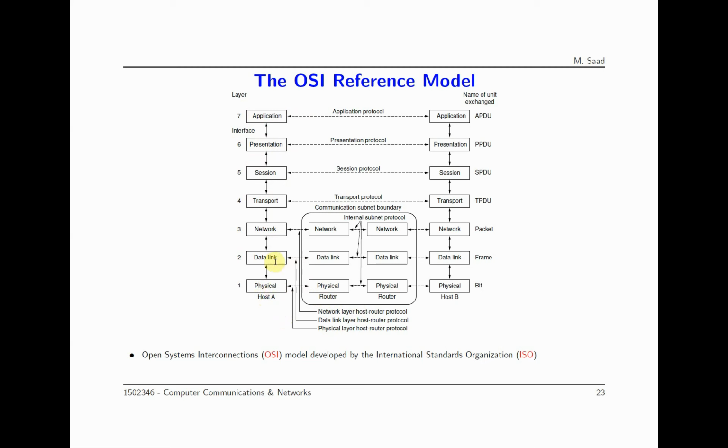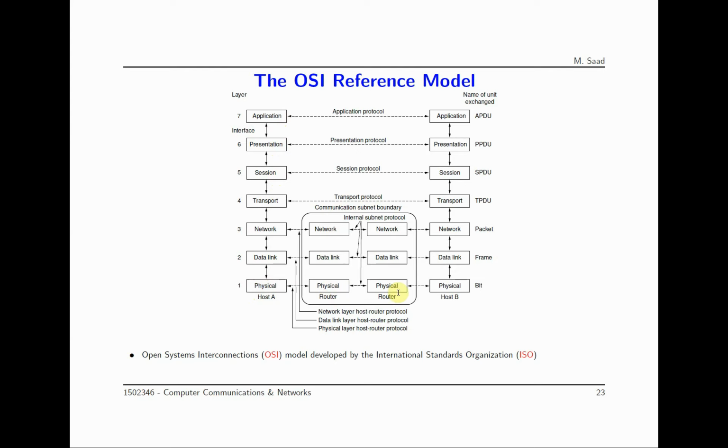Layer 2 is called the data link layer. Layer 3 is called the network layer, then the transport layer, session layer, presentation layer, and application layer on top. So the bottom layer 1 is called the physical layer, and the top layer number 7 is called the application layer. As we have just mentioned, the routers have only the bottom 3: physical, data link, and network layer.